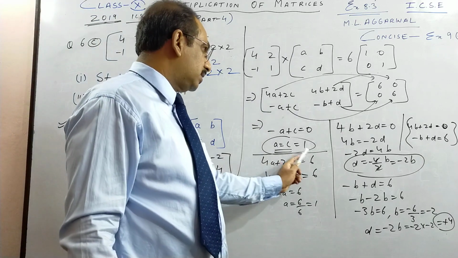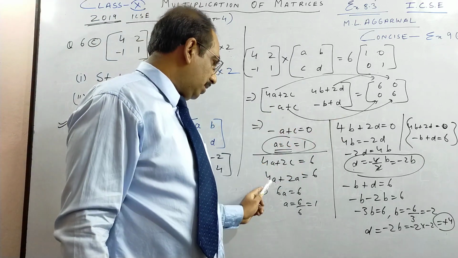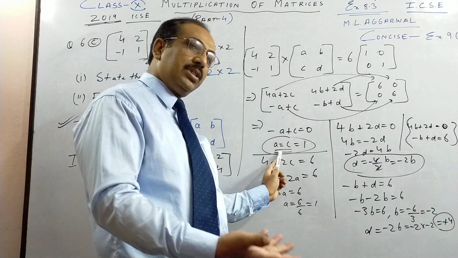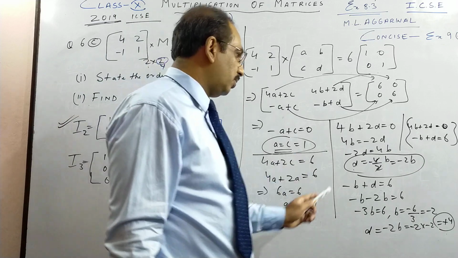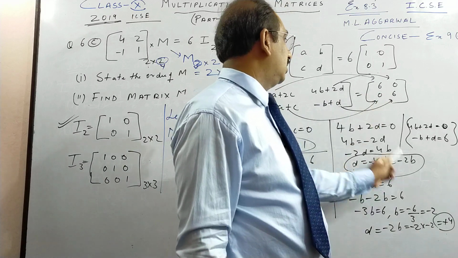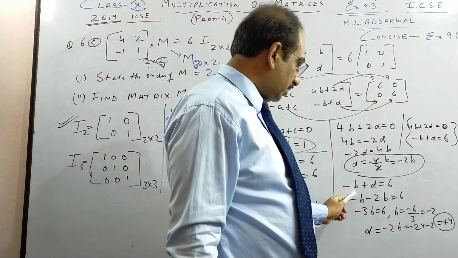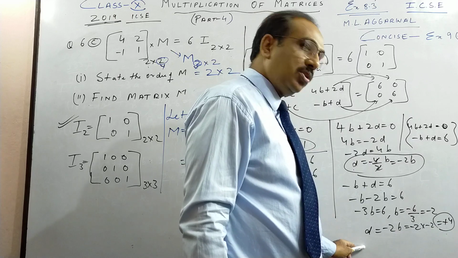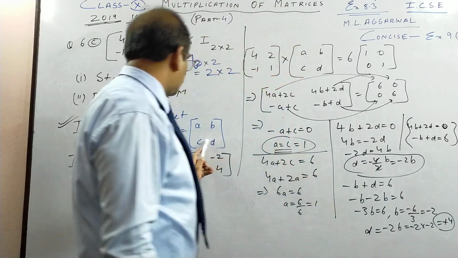Once more, here A and C are equal, we substitute, get A as 1, and therefore C is also 1. Here we put this equal to 0, we get D is minus 2B. So in the next equation we substitute and solve, and the final answer you should write like this.